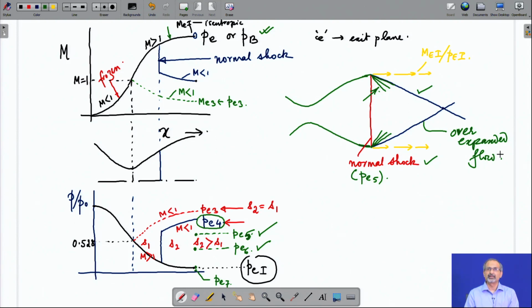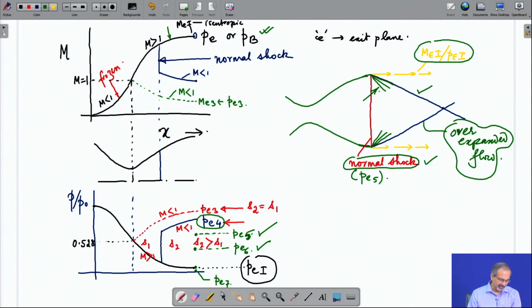That means you have expanded it slightly higher than the condition for PEI, and therefore the pressure has dropped a little lower than the back pressure, and it is adjusting through the formation of an oblique shock. It does not need as strong a shock as the normal shock; it can adjust through an oblique shock, and that is what gives you an over expanded flow.